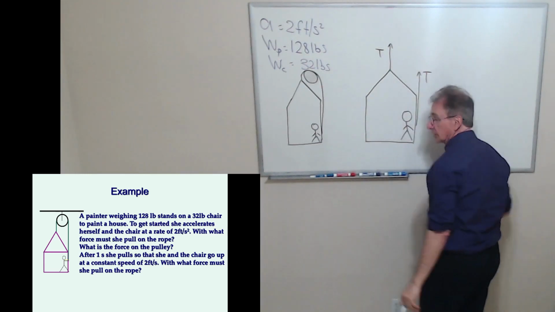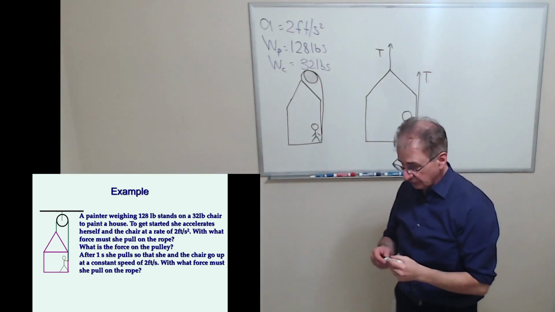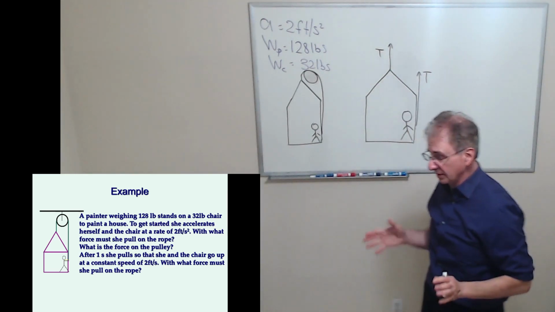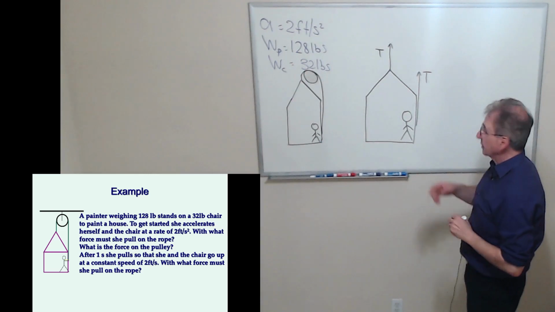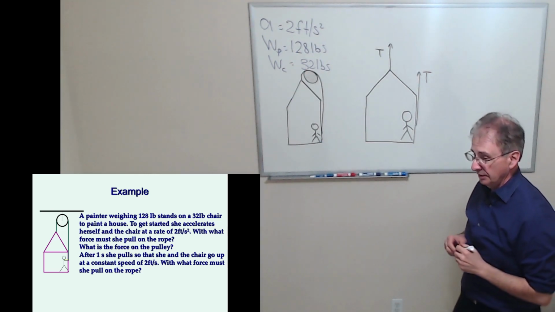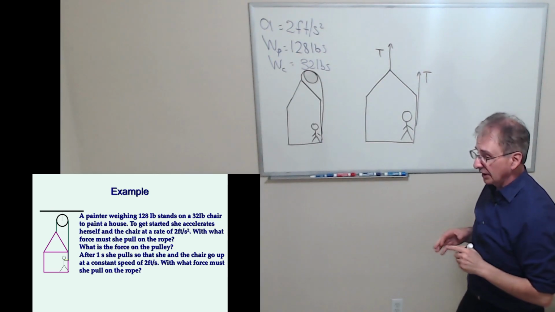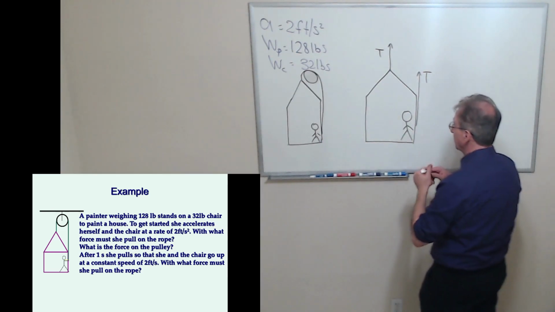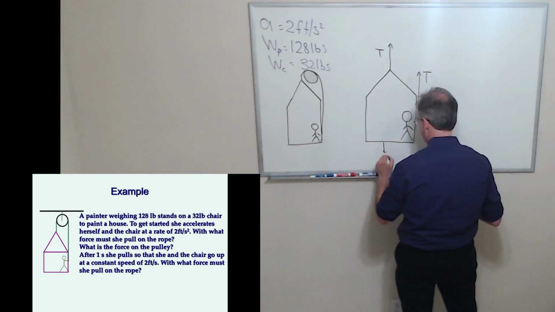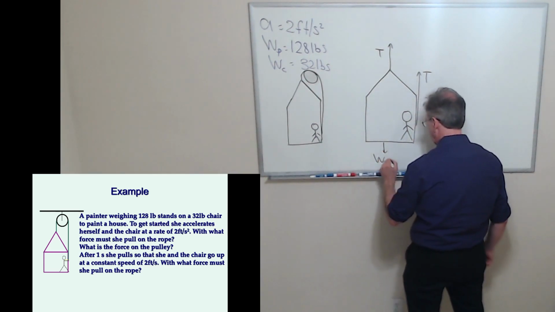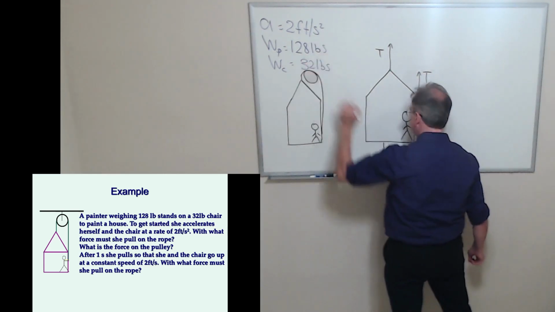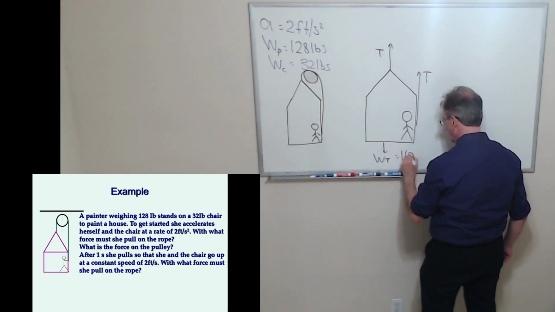We're going to assume that the pulley's massless, the pulley's frictionless, the rope doesn't stretch, and the mass of the rope is negligible. And so the tension on both sides of the pulley is the same. The only non-contact force then is gravity. It's really the total weight of the system, and the total weight of the system is 128 plus 32, 160 pounds.